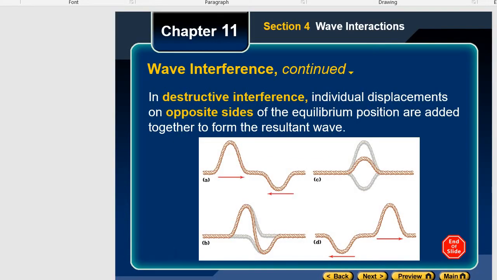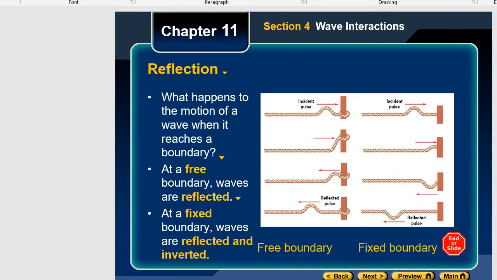Okay, now I have explained constructive interference and destructive interference. Now we will move to another thing. What happens to the motion of the wave when it reaches a boundary? Okay, that depends on what the boundary state is.